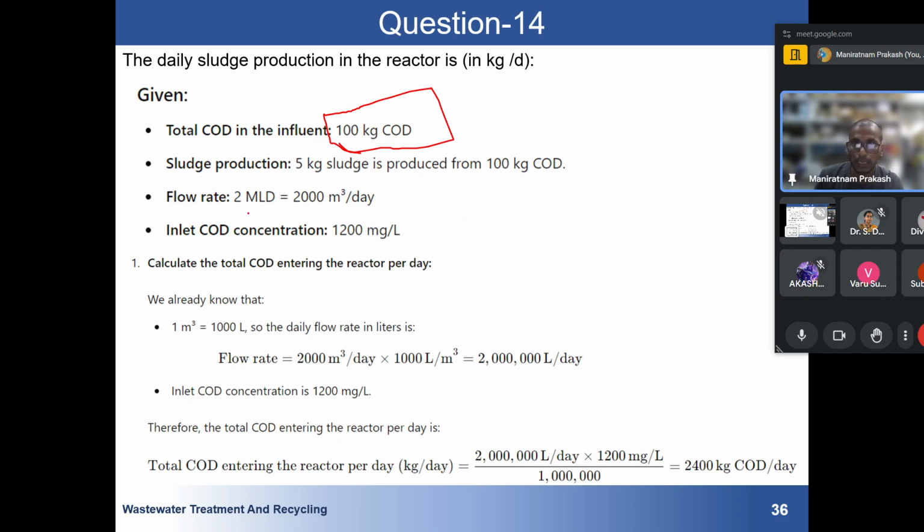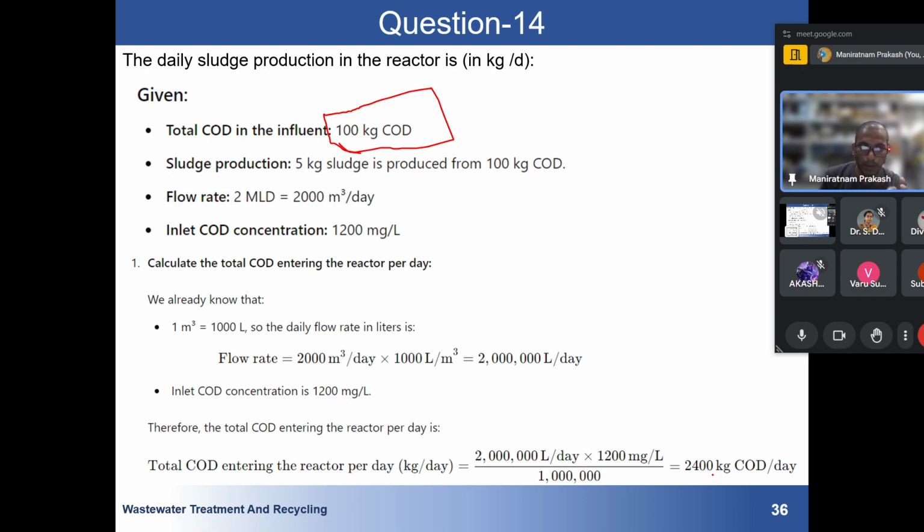The flow rate is this, and the inlet COD is this. We have already calculated how much COD is coming. I am just recapping: the total COD entering the reactor is the flow rate times milligram per liter, divided by the conversion unit factor. So we found that the total COD entering the reactor is 2400 kg COD per day.